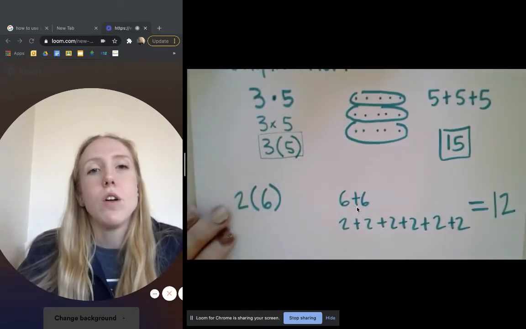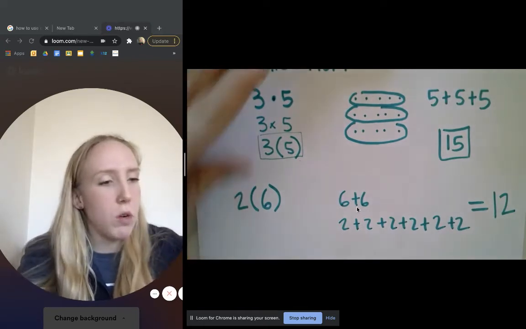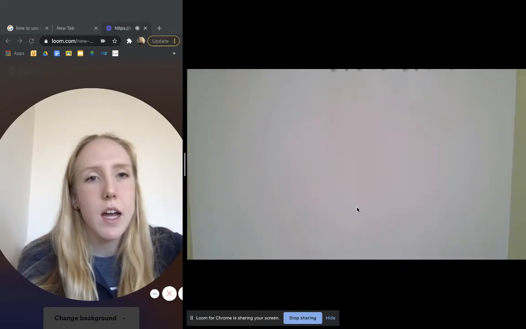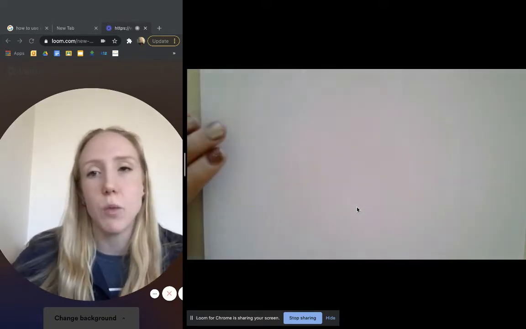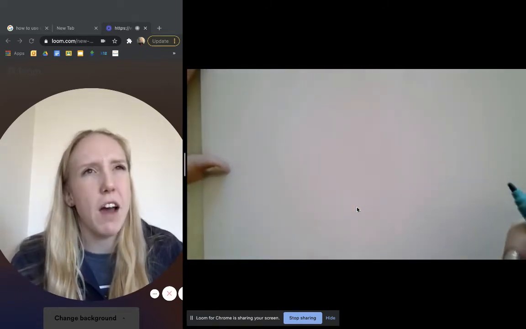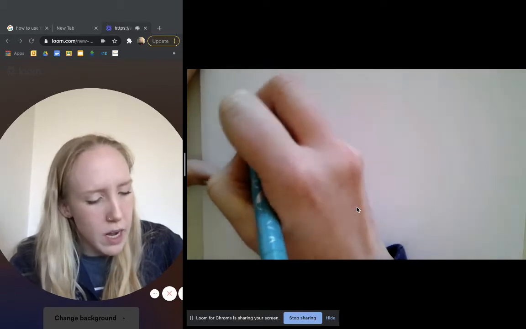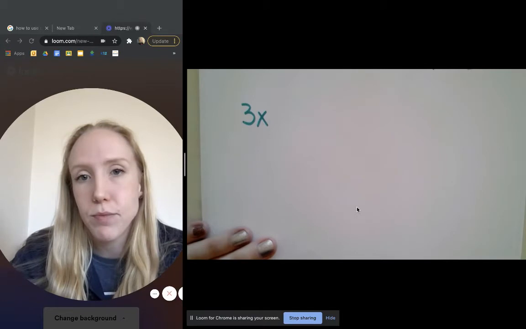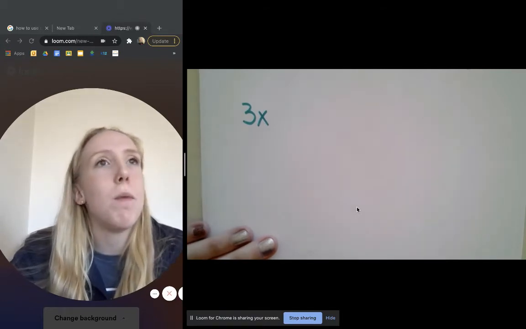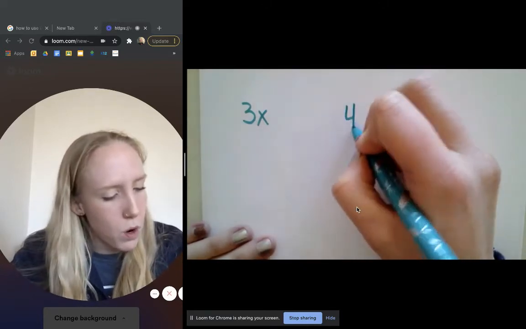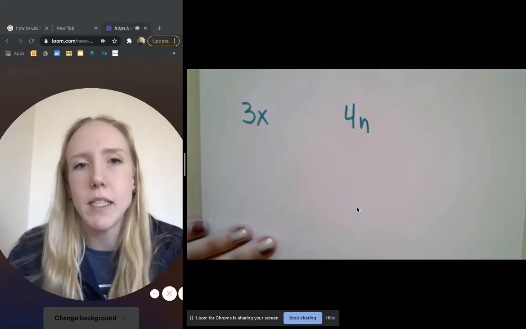Okay. So just a couple more quick things with multiplication, which is that when we see multiplication in an equation or in an expression, because we are using algebra, you will see it like this. Like if we have something multiplied times x, 3x. That means 3 times x. Okay. Another way you might see it is like if we had a different letter, might be 4n. That is 4 times n.